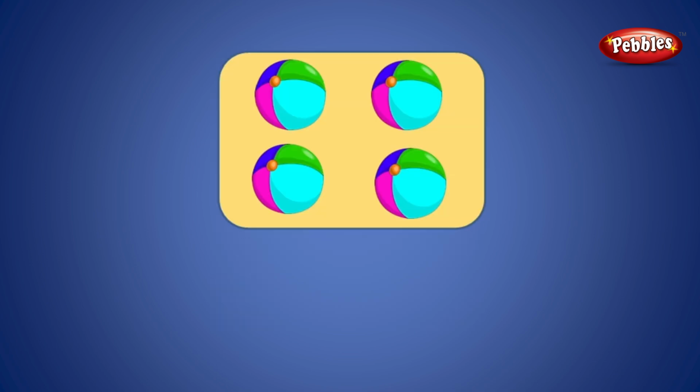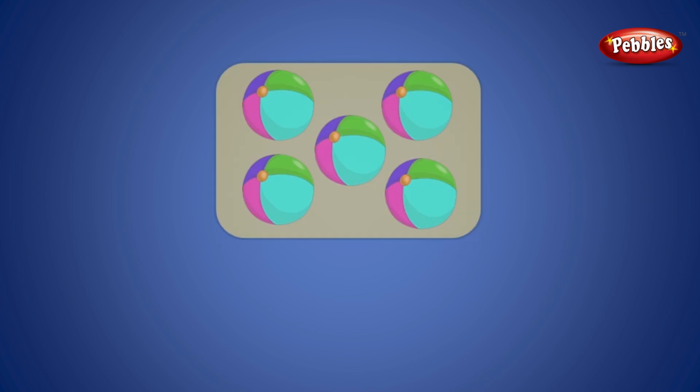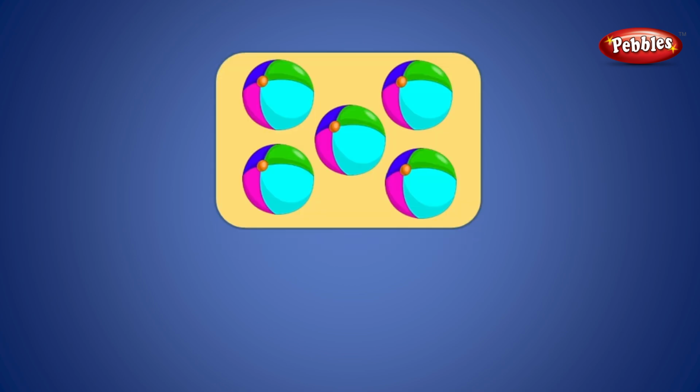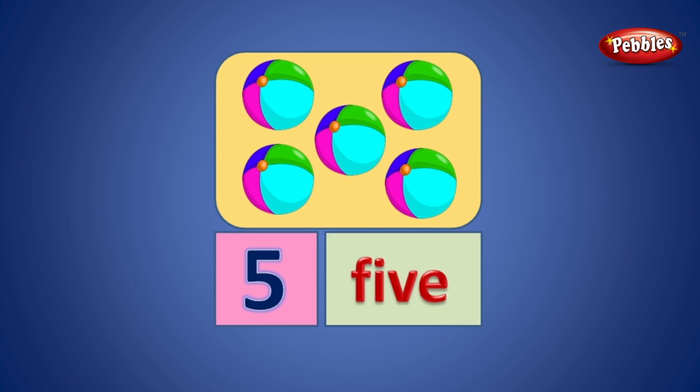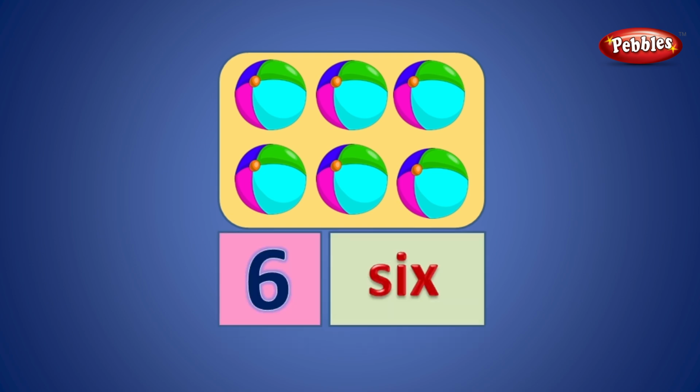How many balls are there? Yes, 4 balls. F-O-U-R 4. How many balls are there? Right, 5 balls. F-I-V-E 5. Correct. 6 balls. S-I-X 6. Count the numbers.